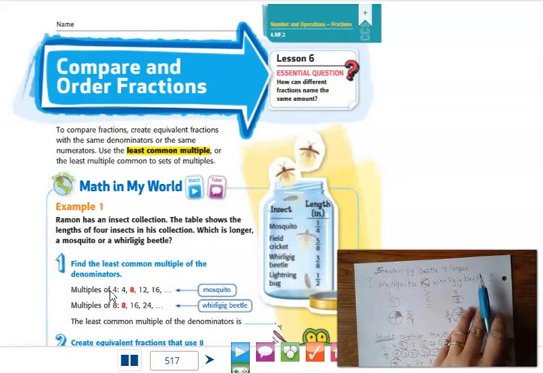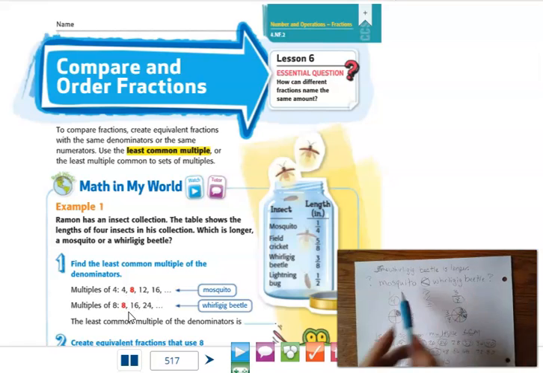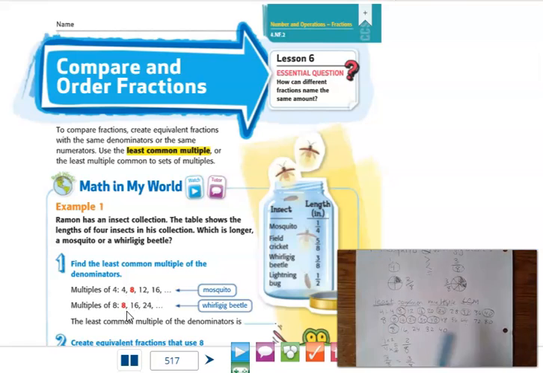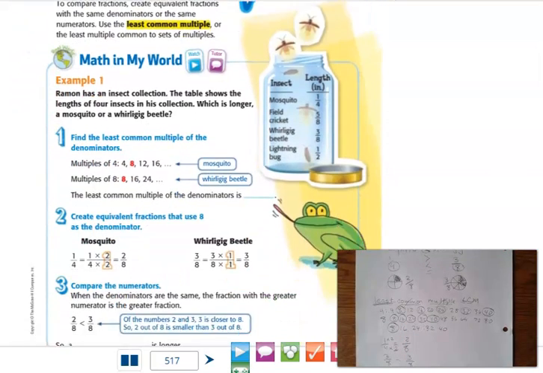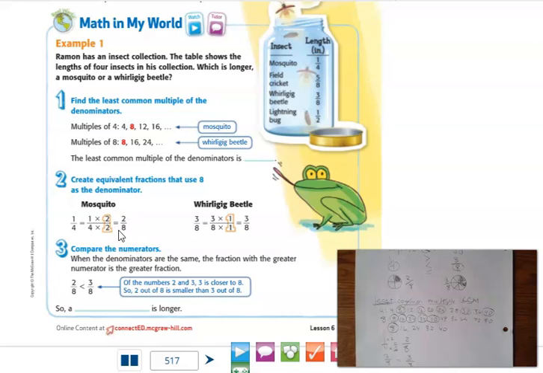So as it shows you here, it only found the multiples of 4, and they found the least common of 8. I did all the way up to 10 so that you could see more examples of what common multiples are, but that's okay. And then they converted the fractions. They got 2/8 for mosquito, 3/8 for the whirligig, and then they compared 2/8 is less than 3/8. So a whirligig beetle is longer, and that's what the answer will show. Okay, so that's how that first example is done. Let's look at the next page.